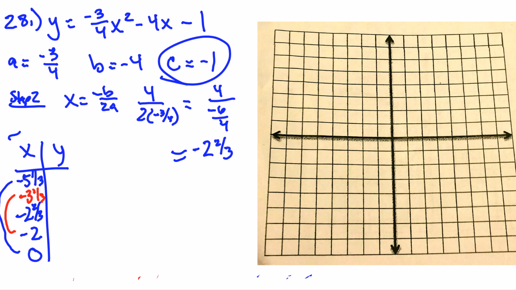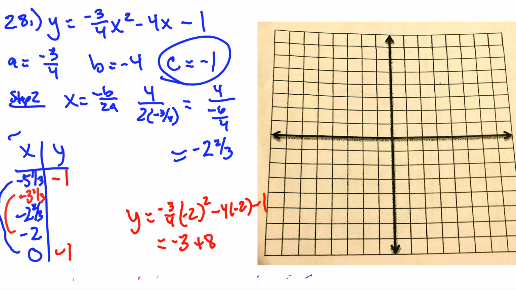Now I'm gonna plug in 0 because c is negative 1, so I put negative 1 right there. I already know negative 5 1/3 is negative 1. I don't do any work for it. I'm gonna plug in negative 2. Y equals negative 3/4. Instead of x, I put negative 2. It's squared. Minus 4 times negative 2 minus 1. Negative 2 squared is positive 4. Positive 4 times negative 3/4 is negative 3 plus 8 minus 1. So I'm going to get positive 4. I don't have to plug in negative 3 1/3. I already know it's 4.